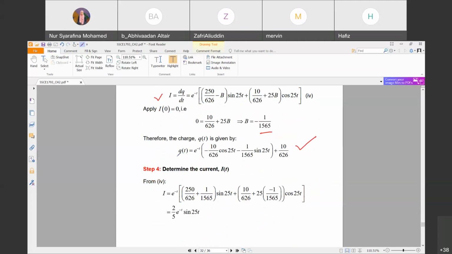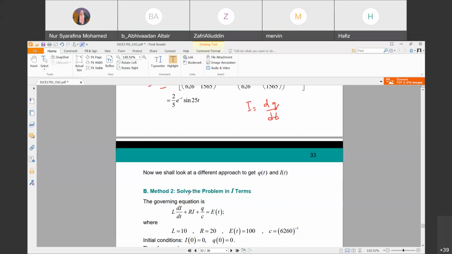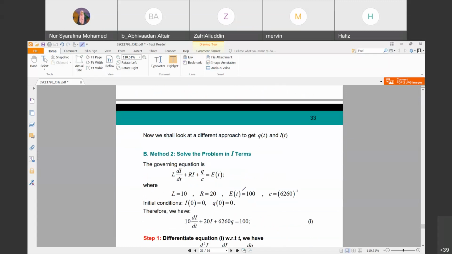Then from this Q, you can find I. We have our Q, we have our I. How can you find I? I is dq/dt. Okay, clear? Just differentiate. All right, so this is how we can solve the RLC circuit by using the Q term. Okay, now let's try to solve the problem in I term.